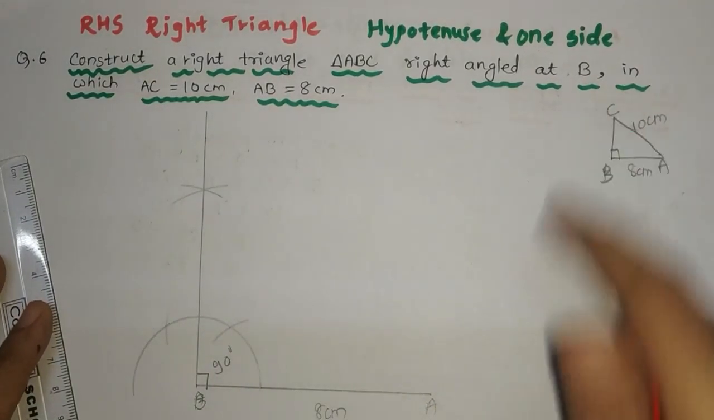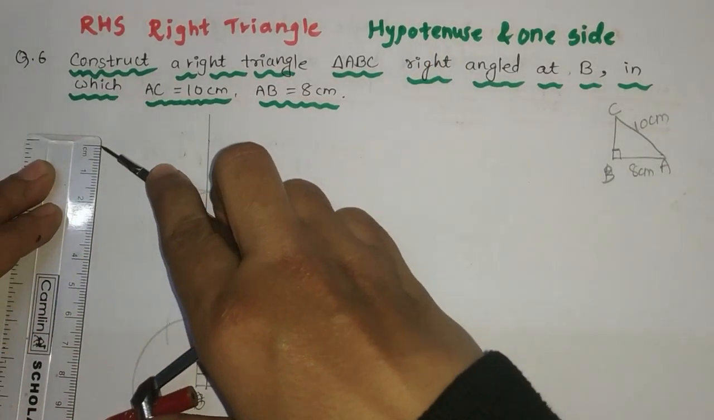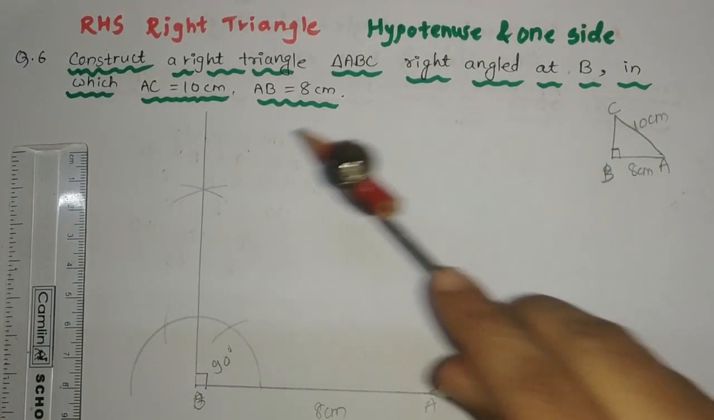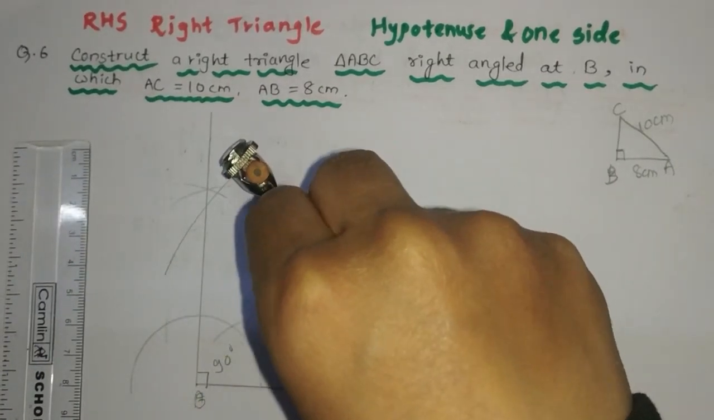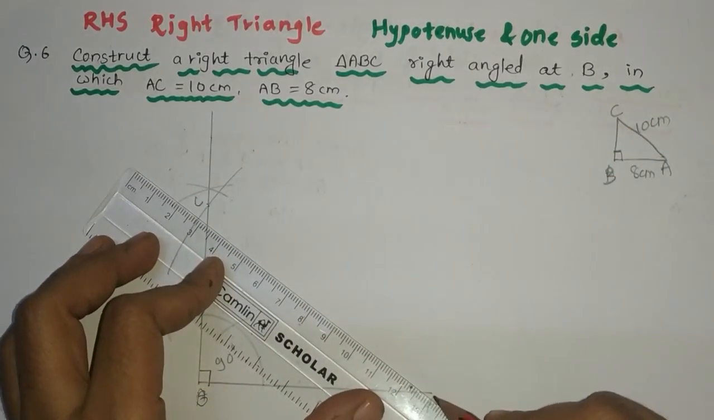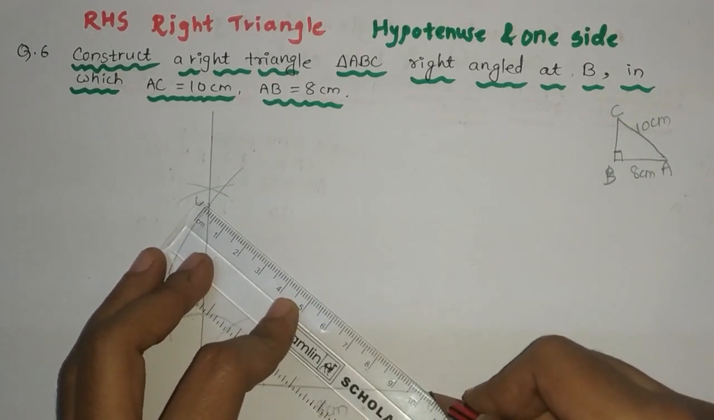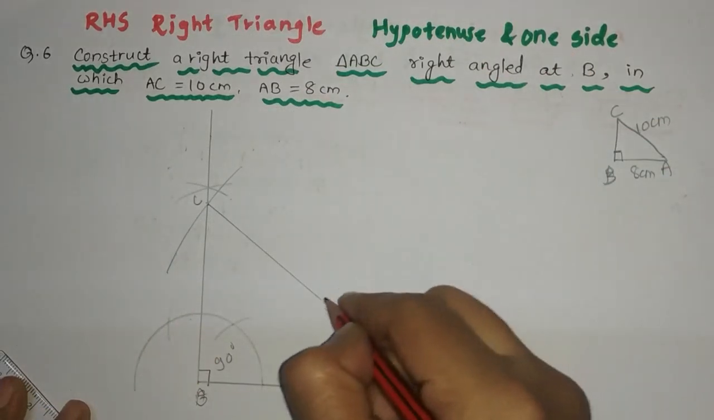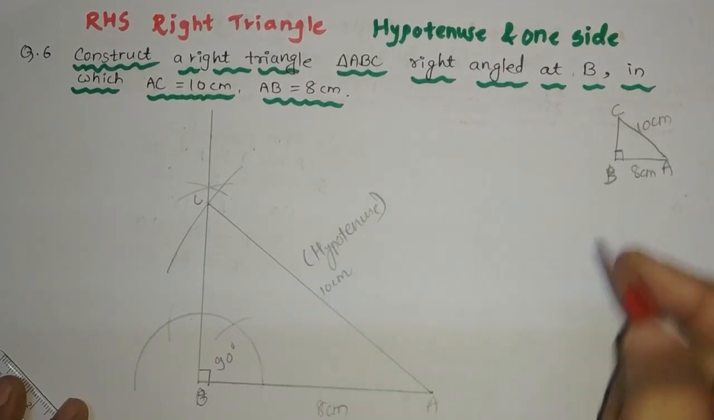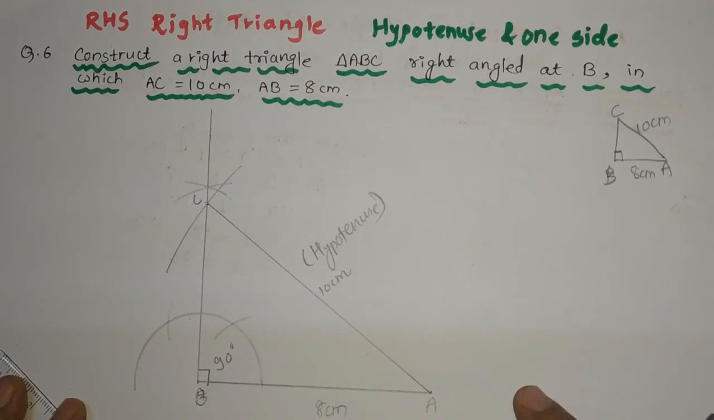Now from A to C we have to make a distance of 10 centimeter. So just open this and we have to take 10 centimeter. This is exactly 10 centimeter. So A as a center, we'll cut this here. Now the point which you got here is C. Just join this. It is the longest side, it is 10 centimeter. It is going to be the hypotenuse. This is one side, this B is at right angle and this is the hypotenuse. In this way we can construct a right angle triangle.